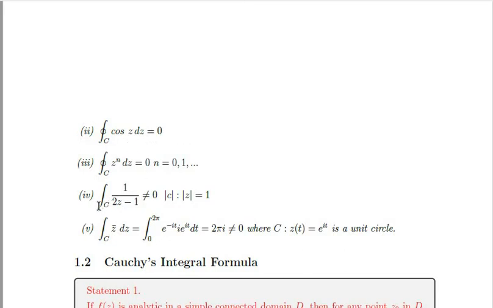Consider the fourth example, the integral over C of 1 by 2z minus 1, which is not equal to 0 because the region is given as the unit circle, mod z equal to 1. This function 1 by 2z minus 1 is not defined at z equal to 1 by 2. At z equal to 1 by 2, the denominator becomes 0. That function is not defined at that point. That is a singular point. Therefore, 1 by 2z minus 1 is not analytic at all points inside the unit circle. Therefore, we cannot say its value is equal to 0. Therefore, I put it is not equal to 0.